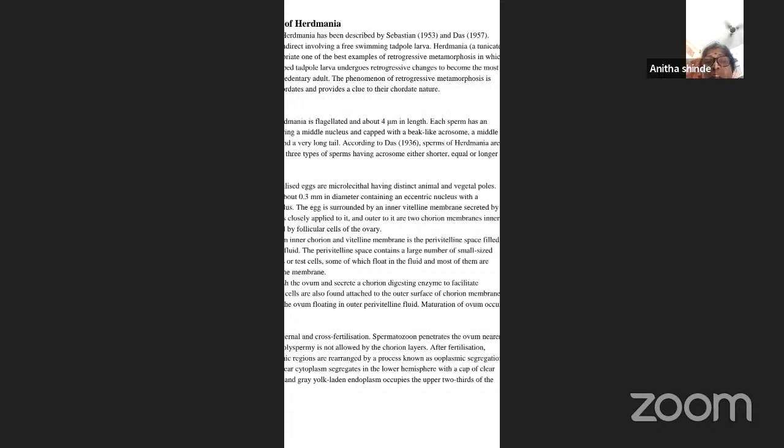Now, next is fertilization. We have seen the two types of gametes, that is sperms as well as the ova. We have seen the structure, how the sperm looks and how the ovum is. Now, when these gametes are fully developed, then fertilization will take place. In the case of Herdmania, the fertilization is external and cross-fertilization will take place. The spermatozoa will penetrate the ovum near the vegetal pole.